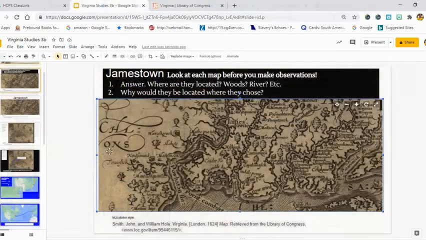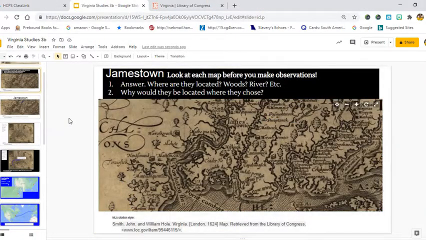Okay, so the next thing we're going to do is actually look at the maps. So Jamestown, look at each map before you make your observations. Answer things like, where is it located? Where are they located? Are they in the woods? Are they next to a river? Are they in the mountains, etc.? Why would they be located where they chose? Like, why did they pick that spot maybe? So make some really good educated guesses, inferences there.